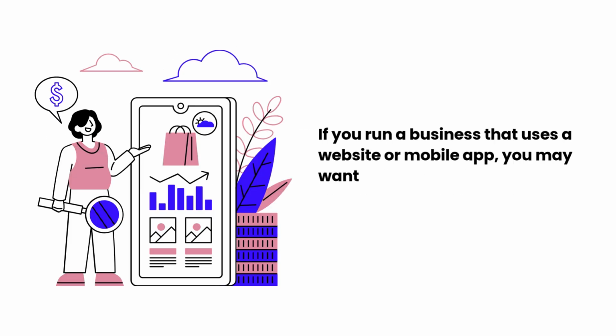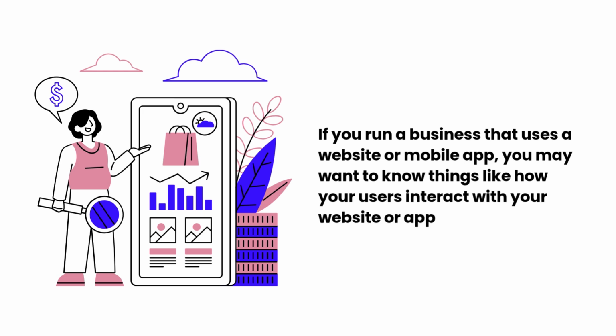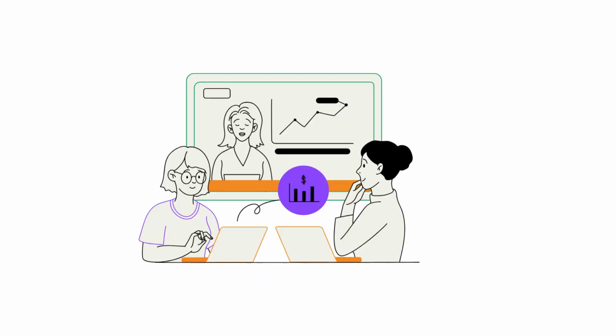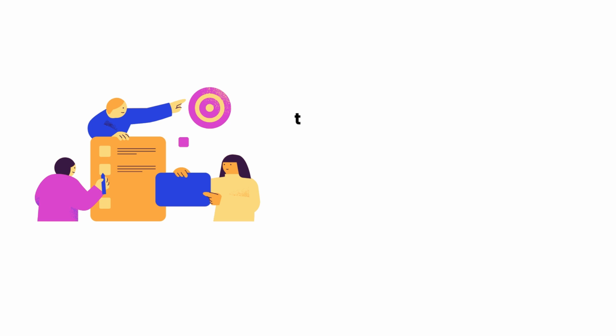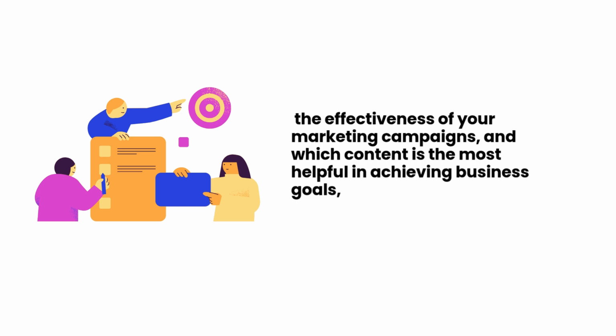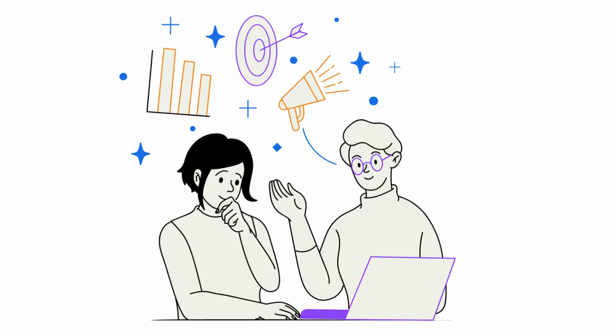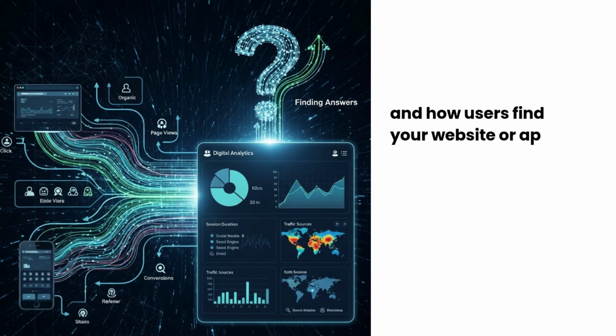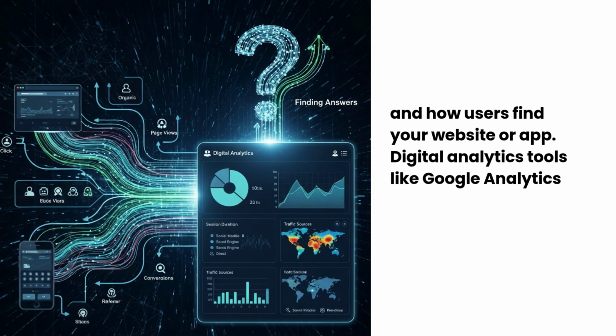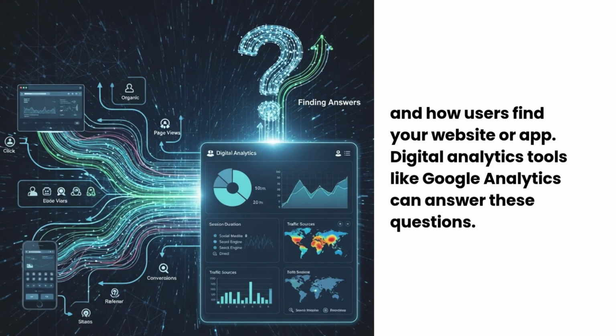business decisions. If you run a business that uses a website or mobile app, you may want to know things like how your users interact with your website or app, the effectiveness of your marketing campaigns, which content is the most helpful in achieving business goals, and how users find your website or app. Digital analytics tools like Google Analytics can answer these questions.